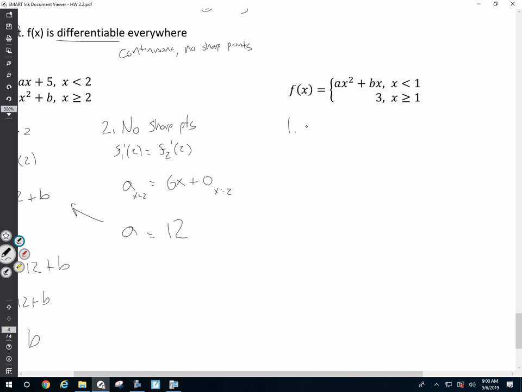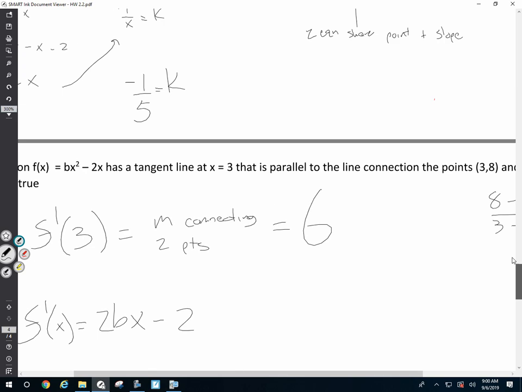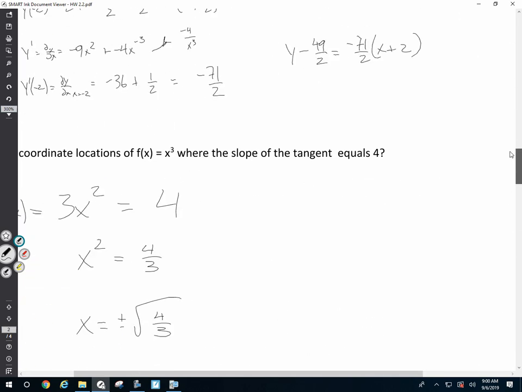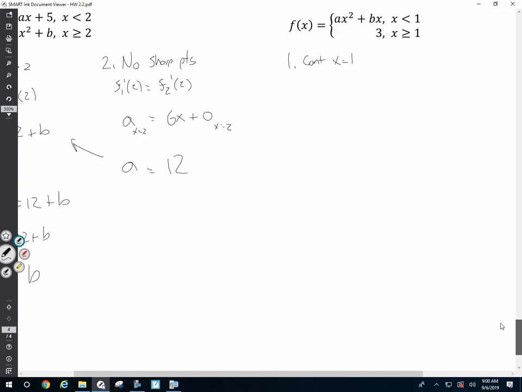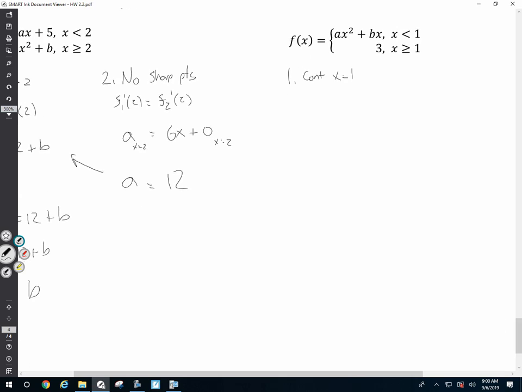Step 1, continuous. Here, this piece needs to meet up with this piece, which is just a flat line, at 1. I can't believe I didn't have any horizontal tangent questions here. We'll have to practice that. I say that because this line, y equals 3, has a slope of 0. So I'm going to have a horizontal tangent to this at 1, but I digress. So first little piece needs to meet up with the second little piece at 1. So a plus b has got to equal 3. Okay, I'm not plugging in 1 into anything, so it's just 3.